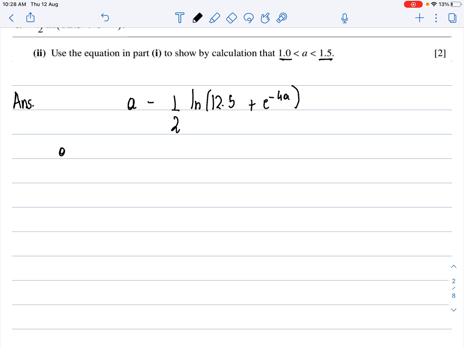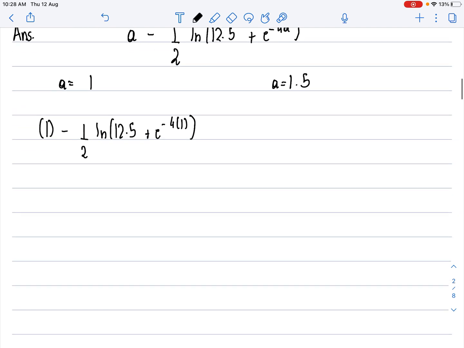Now, I can say my a equals 1. Correct? And my a equals 1.5. So first, in the place of a, I put 1. So I have 1 minus half ln 12.5 plus e raised to minus 4 into 1. Correct? So now when I solve this on the calci, I get my answer as minus 0.26.